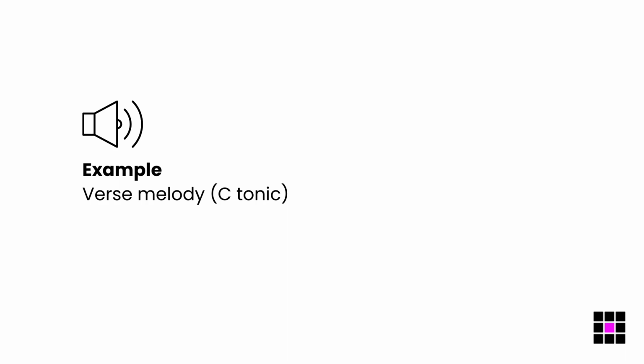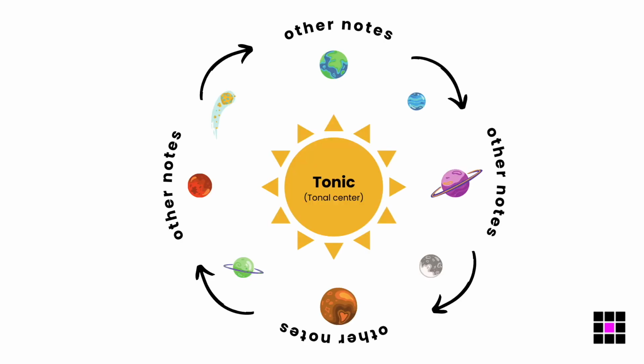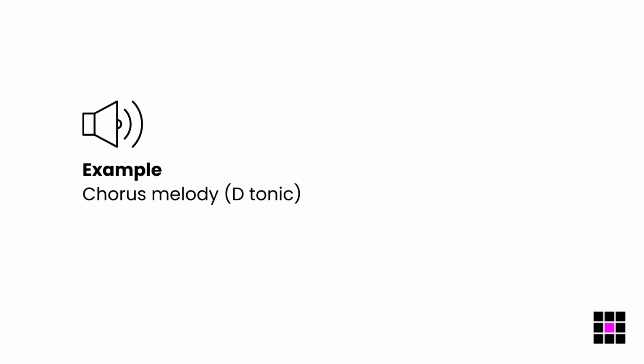Can you hear that? This C has its own kind of gravity that's pulling all the other notes toward it. Now I'm going to play you a chorus idea that still uses the notes and chords from the key of C, but it has D as its tonal center instead of C.